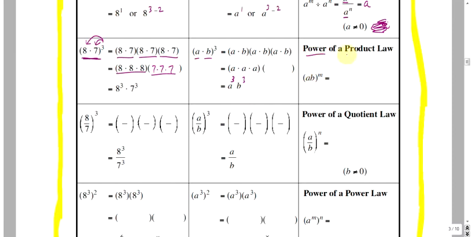This is called the power of a product law. I'm not going to ask you what it is. You just got to know when you see this what to do.